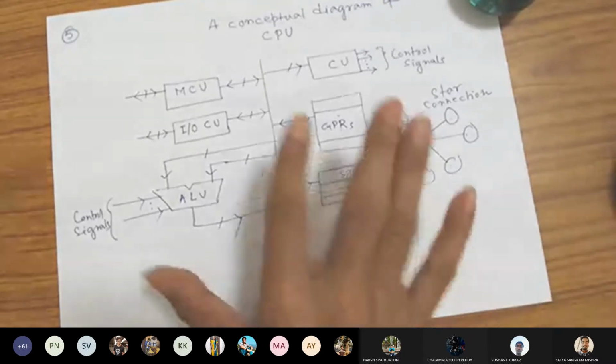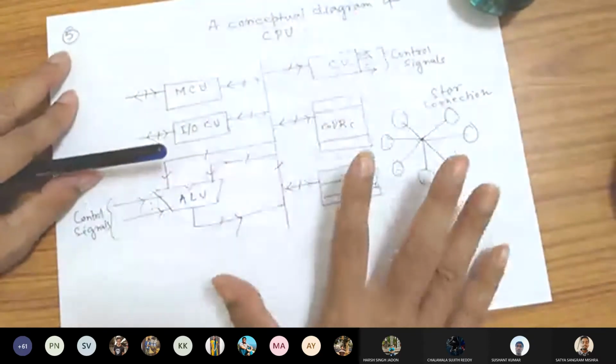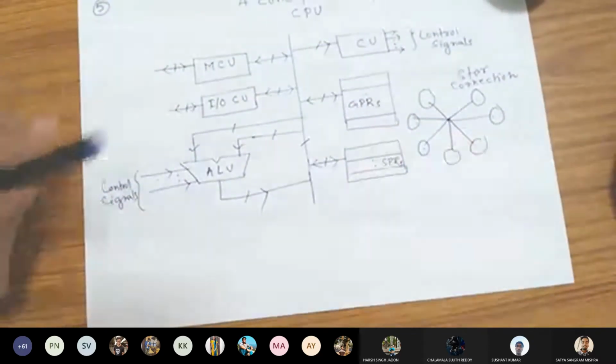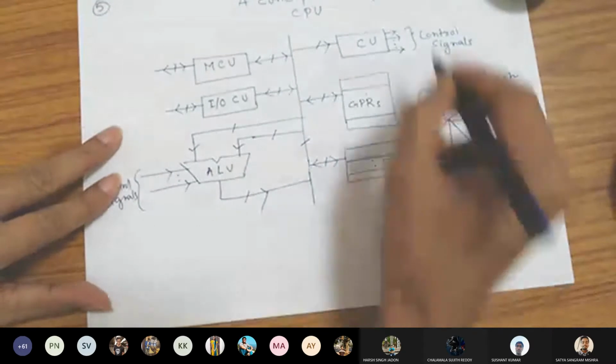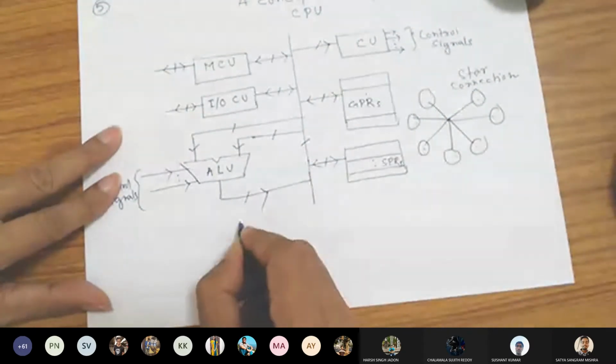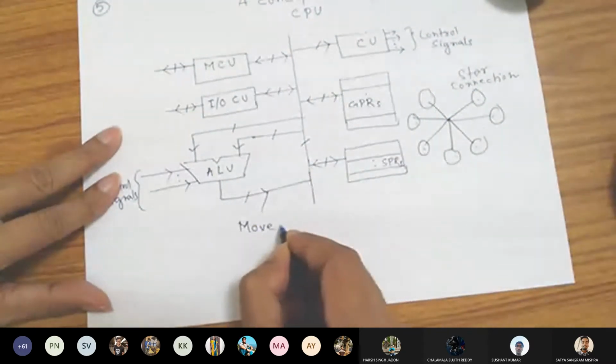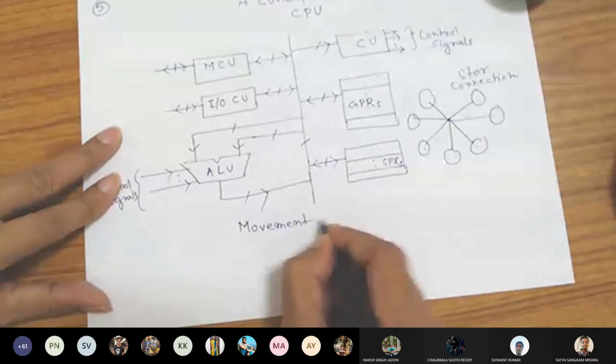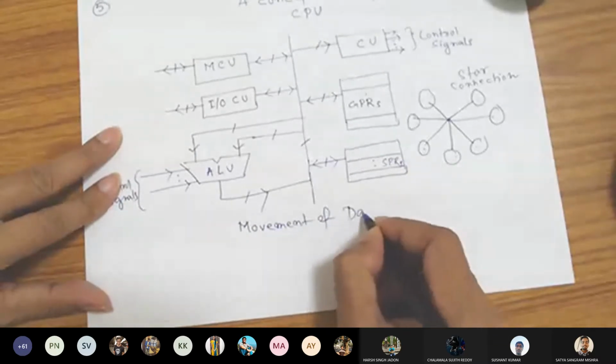So we have now understood the conceptual diagram. Now let us see what type of data movement may happen inside this circuit and outside this circuit. So movement of data.